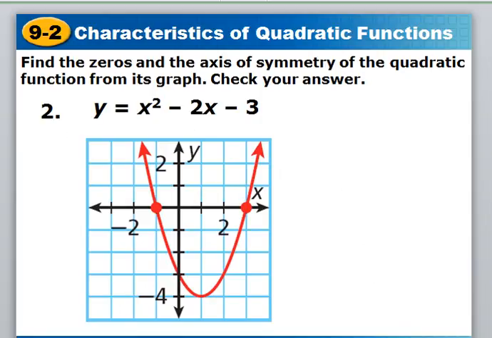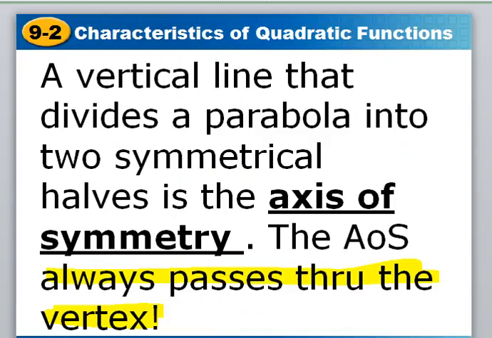So looking at an example here, not only am I asking you to find the zeros, but I'm asking you to find the axis of symmetry as well. So I know what the zeros are. The zeros are when x equals -1 and when x equals 3. So those are my zeros. Again, if I was to plug in -1 here and plug in 3, I would end up with y equals 0.